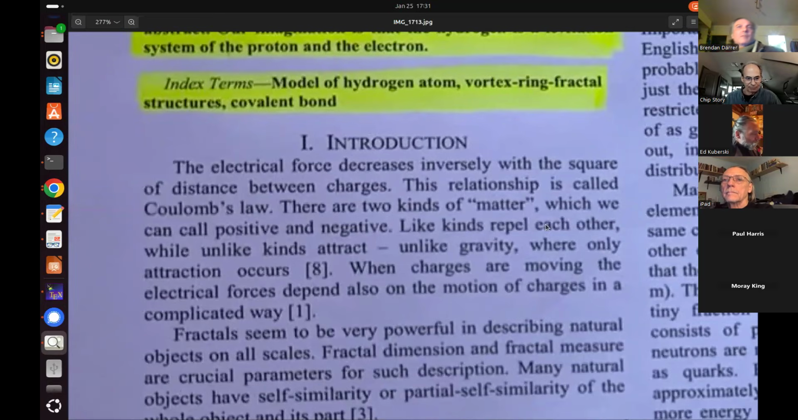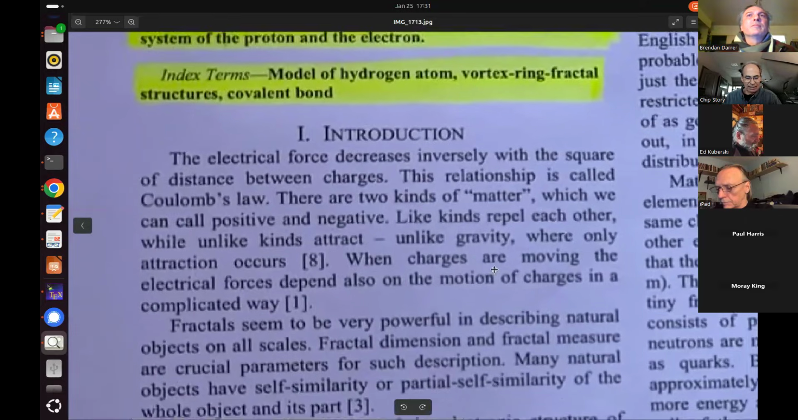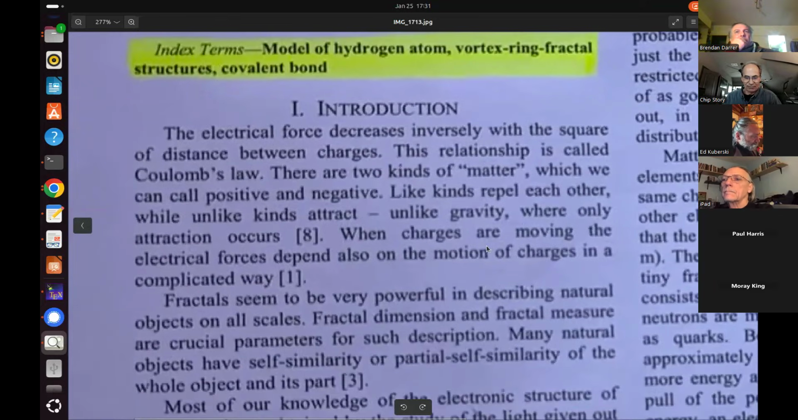Introduction. Index terms here: the model of the hydrogen atom, vortex ring fractal structures, covalent bond. Those are key search words.